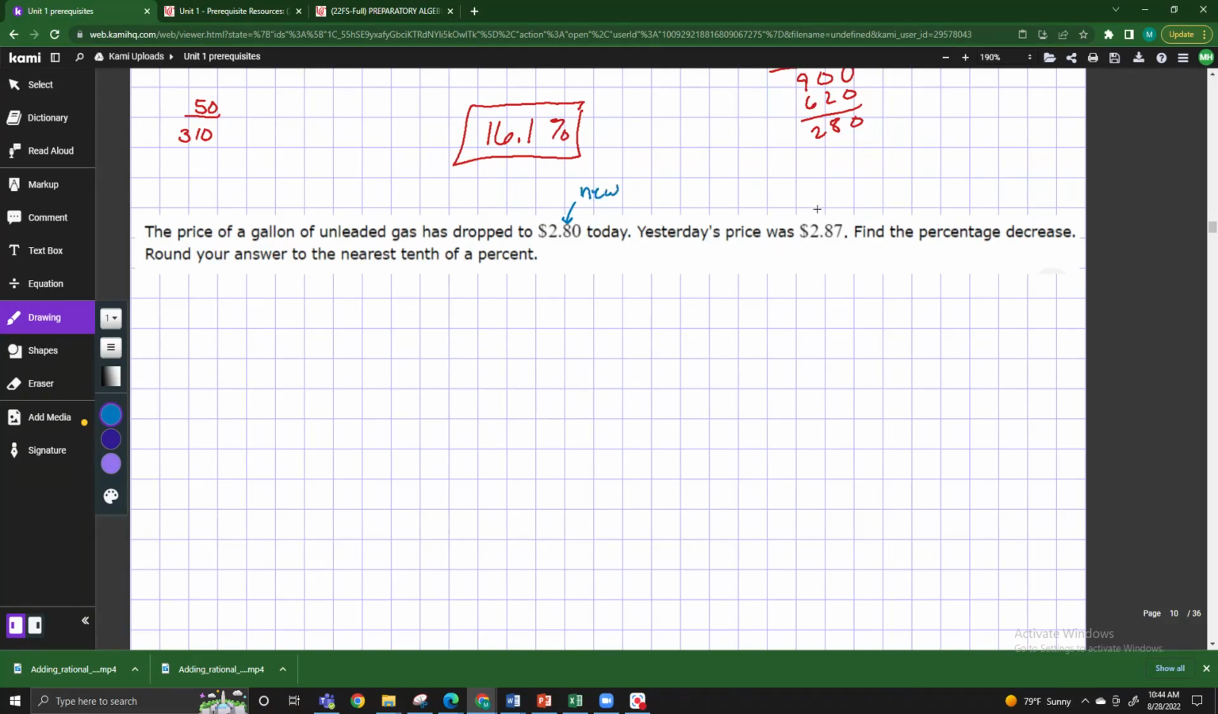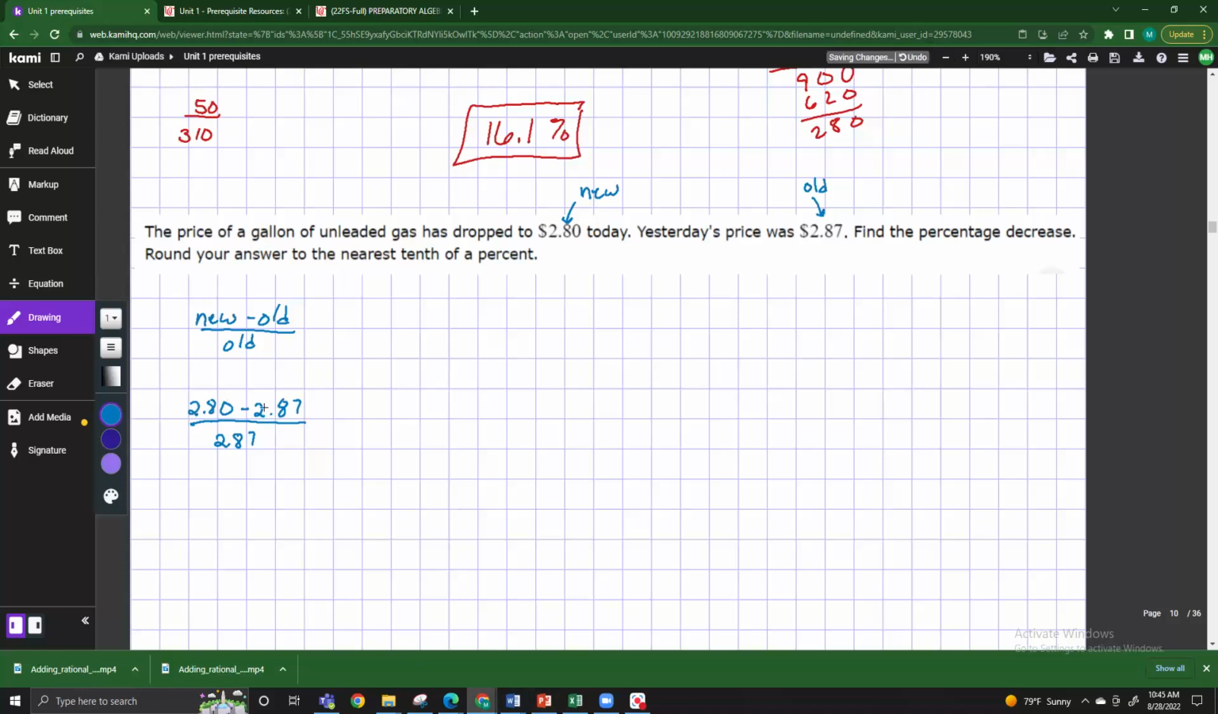Yesterday's price was $2.87. This is old. Percent decrease, because it's going to be subtracting, it'll get a negative, so it's always new minus old divided by old. And then we're going to deal with the percent stuff. So we have 280 minus 287 over 287. This is not going to be fun to divide.